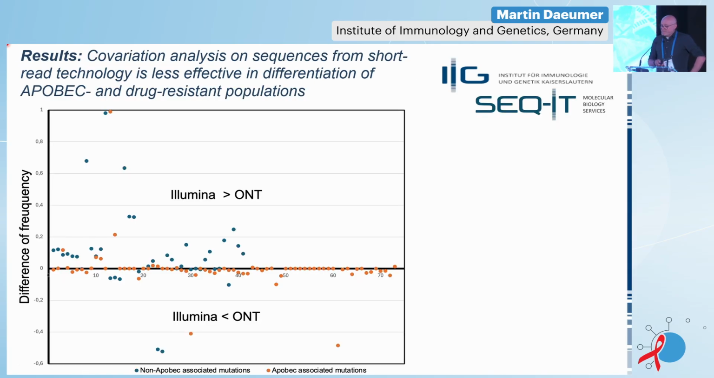This was the first result, and it was not very surprising: the prediction of putative replication incompetence by covariation analysis on sequencing from short-read technology is less effective than when using long reads. This is plausible to almost everybody, because these are short reads, and finding a stop codon always on the same read is not always given.